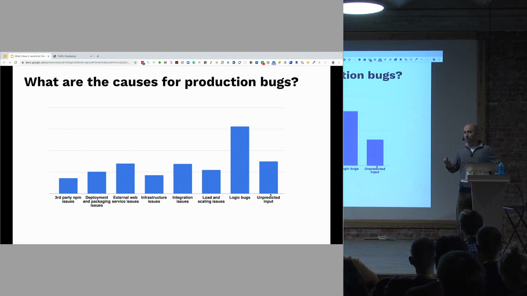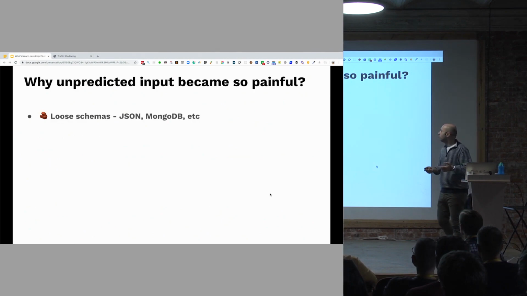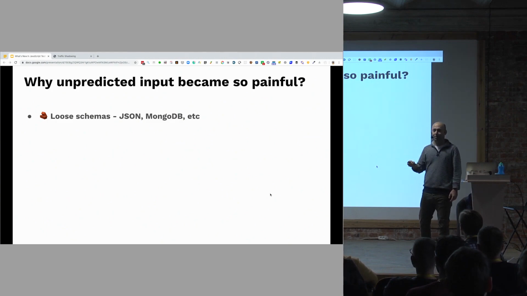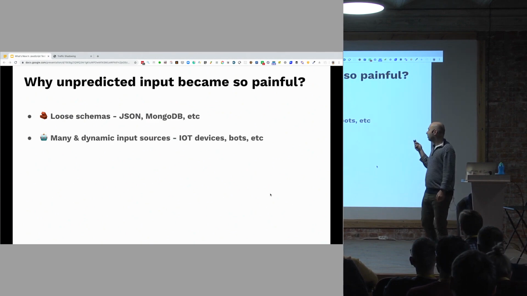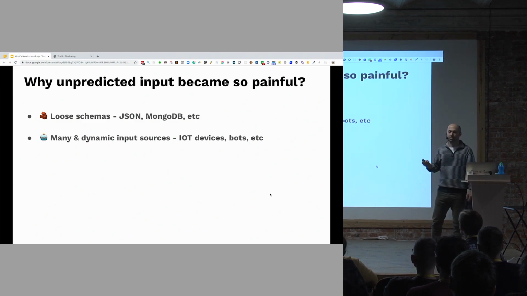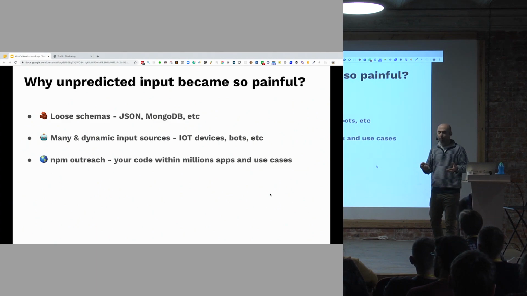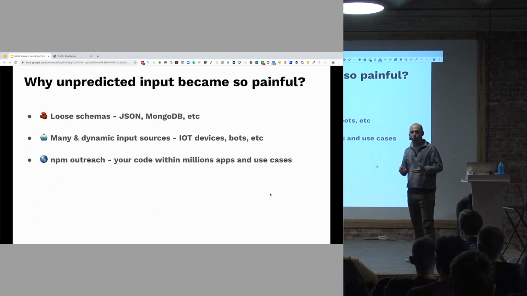I could not guess what input will be fed into my component. And it makes sense, because we are in the era of loose schemas, JSON, MongoDB, even the structured databases, the biggest feature of recent years is JSON columns. And we have so many dynamic sources of information. It's not only human beings, it's bots, it's devices in the field. And also our code right now, with all this NPM reach, can run in so many different situations.